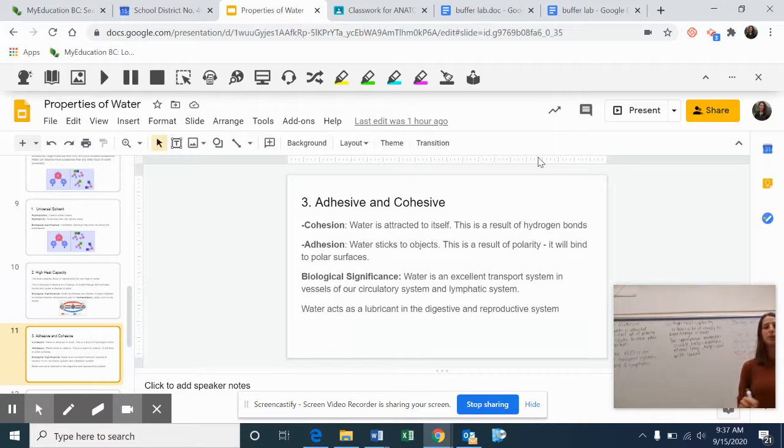And it also acts as a lubricant. So it's going to stick to itself. It's going to attach to parts of your body. It's an excellent lubricant in your digestive and certain reproductive organs. And other places, but those are just two examples.